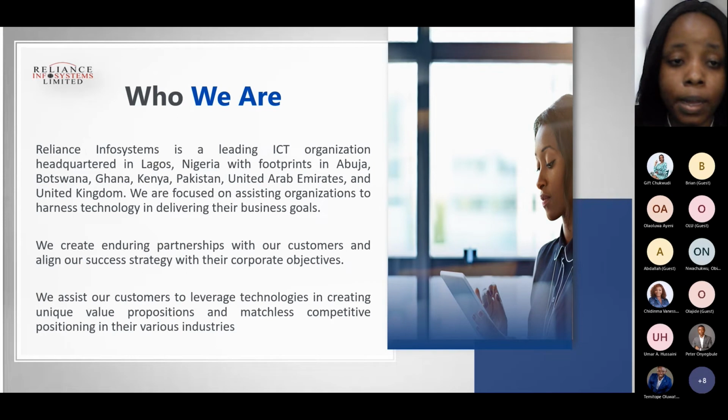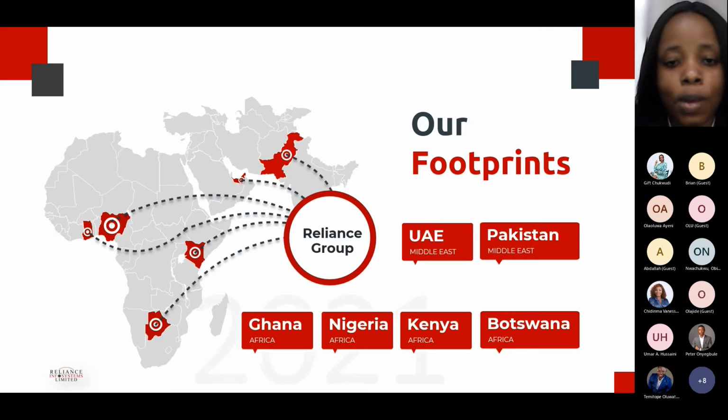So just to jump right in, Reliance Infosystems, we are an evolving ICT organization headquartered in Lagos, Nigeria. Basically, we help organizations to achieve their business goals, and we do this by leveraging cutting-edge technologies to create unique value propositions and matchless competitive positioning in their various industries. Talking about locations, we are physically located across the Middle East and Africa. We have Dubai, Pakistan, Ghana, Nigeria, Kenya, and Botswana. And we are also digitally present across 21 other countries across the globe.